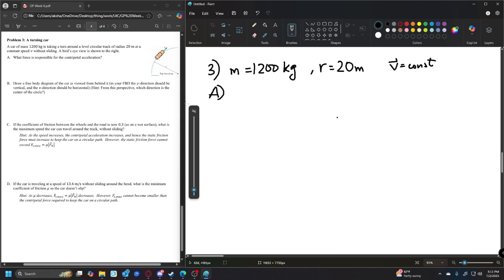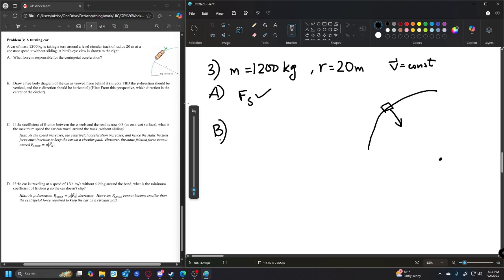So if we take our circle, so let's just say that the car is driving on this track, it's over here, and the center of the circle is somewhere over there. Static friction will point towards the center like that. And so that's just static friction over there. That's responsible for your centripetal acceleration.